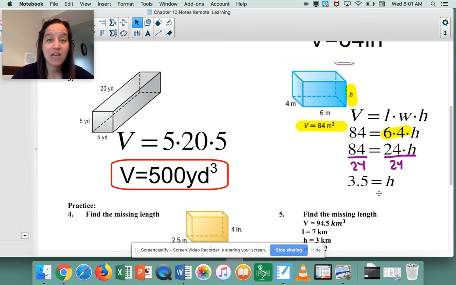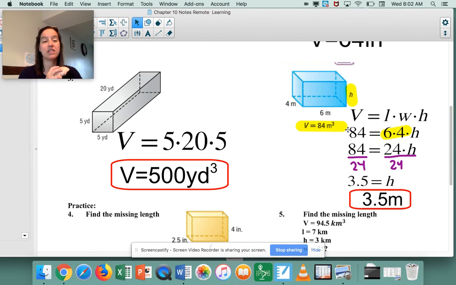That's actually not my answer because I haven't put my units with it. And so I want to make sure that I know that my units are meters because I'm talking about a single dimension. I'm not talking about the volume, I'm just talking about the height. And so it would be 3.5 meters.